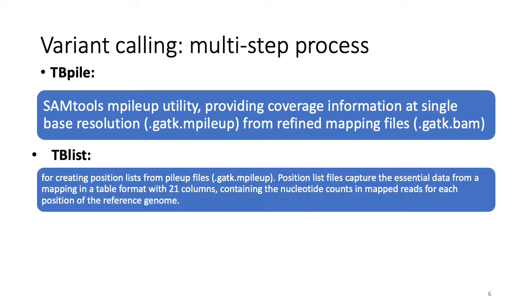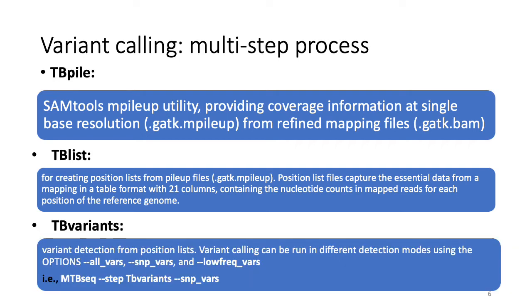After TBpile, the next step is for creating position lists from pileup files. Position list files capture the essential data from a mapping in a table format containing the nucleotide counts in mapped reads for each position and reference genome.